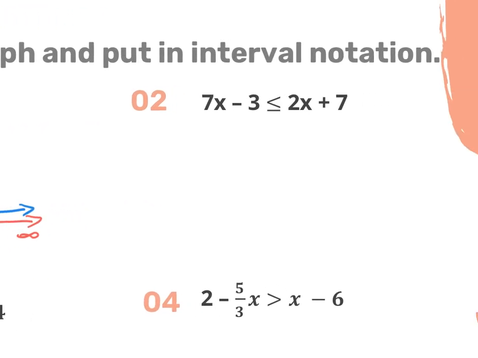Again, I need to get my variables on one side and my numbers on the other. So I'm going to subtract 2x.